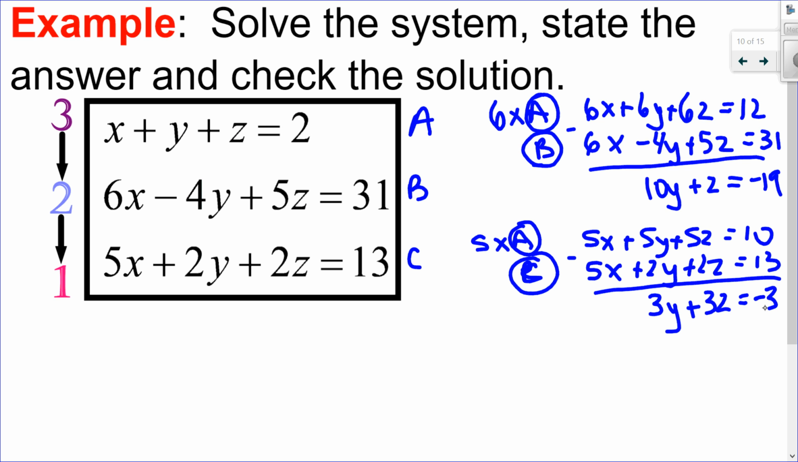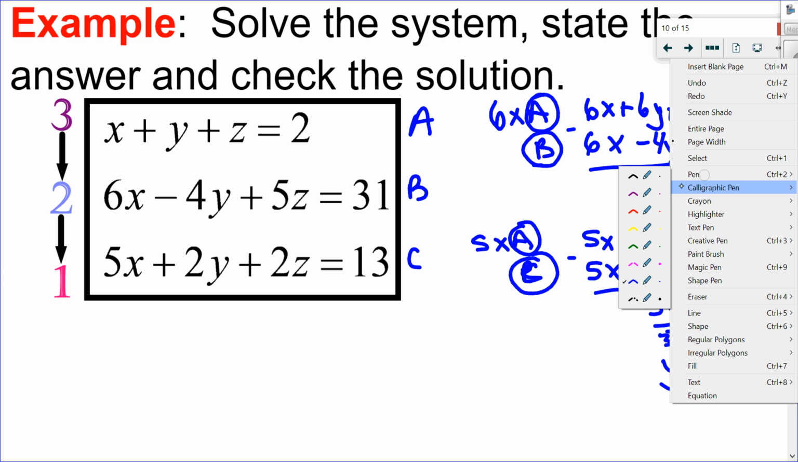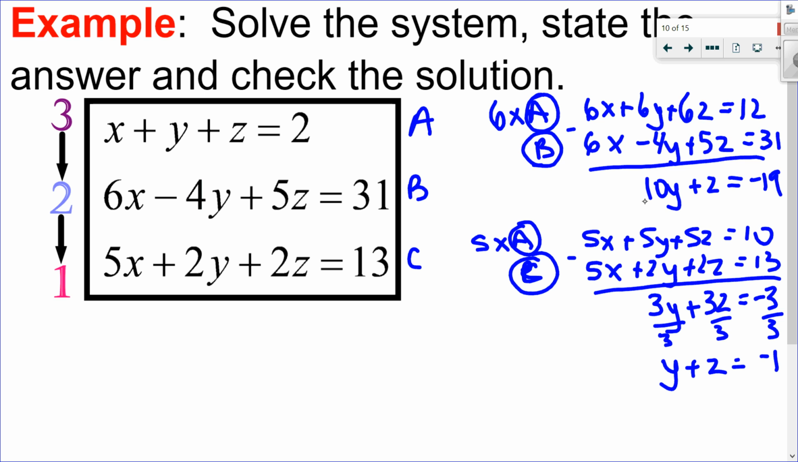Okay, so looking at that equation, I can leave it like that, or it would make my life a lot easier if I just divided everything by 3. So if I divide everything by 3 in this equation, and I mean everything including the constant, I end up with y plus z equals negative 1. Now, the reason I did that is because now I have a coefficient of 1 for each of my variables. So I'm going to call this equation D and this equation E.